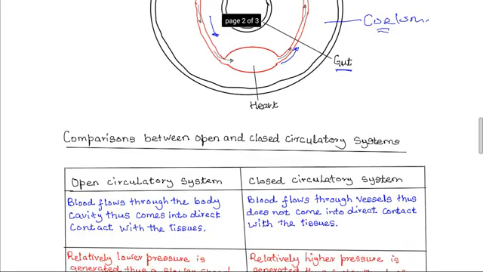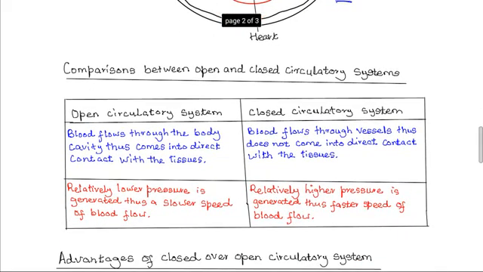Now we can look at the differences between the open and closed circulatory system, tabulated here. In the open circulatory system, blood flows through the body cavity, thus comes into direct contact with the tissues. While in the closed, blood flows through vessels and never comes into contact with the tissues.